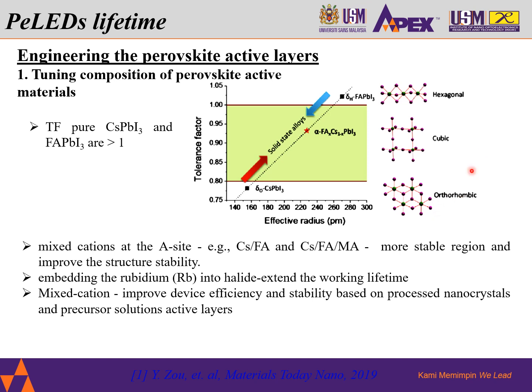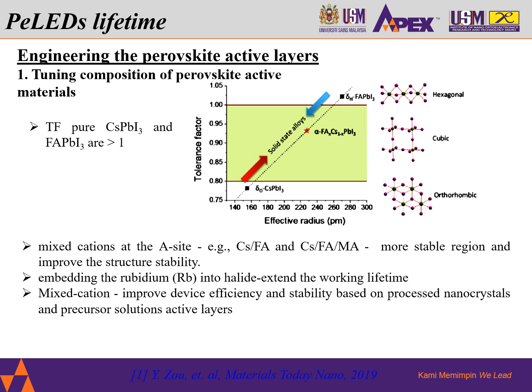So the first method for this type of engineering of the perovskite active layers is tuning the composition of perovskite active materials. So the TF values of the pure CsPbI3 and FAPbI3 are out of the favorable region, which is 0.8 to 1, right? So as you can see here, introducing mixed cations at the A side, for example, using Cs with FA and also Cs, FA, and MA, can effectively tune the TF value into a more stable region and improve the structure stability of the resulting perovskite produced.